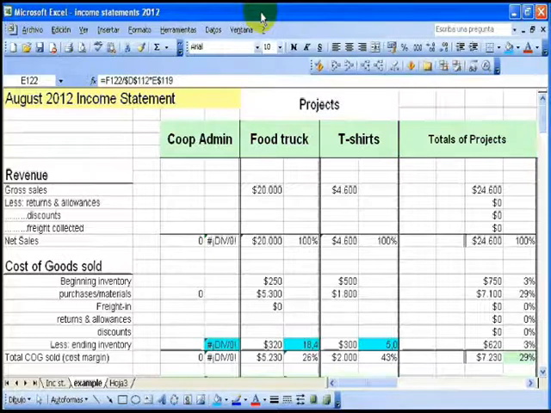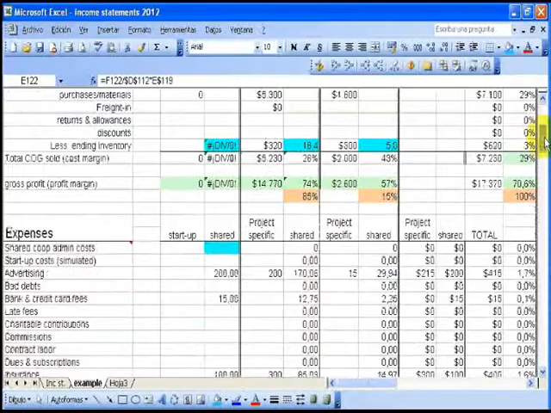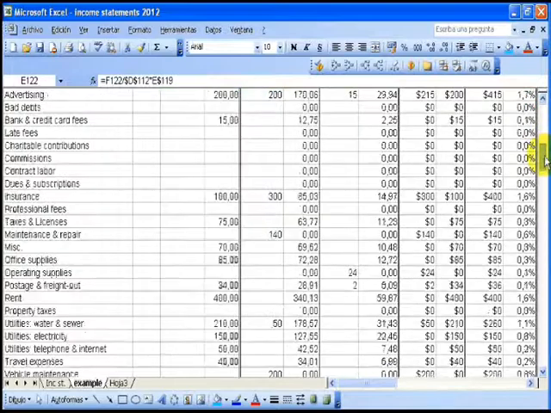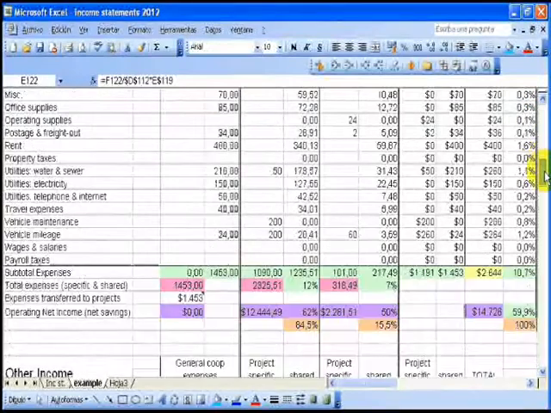Okay, this will be part 4. Actually, this is the last part in this series on the income statement for the multi-project cooperative. So, a little review of parts 1, 2, and 3. We went through the basic income statement, which has the projects divided out, separated, and consolidated on the right.